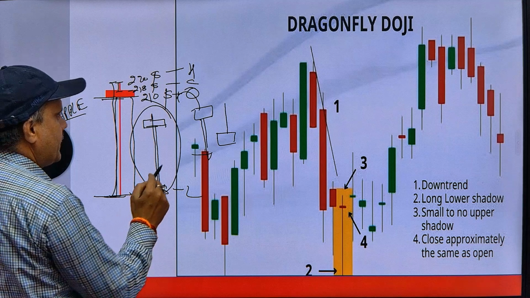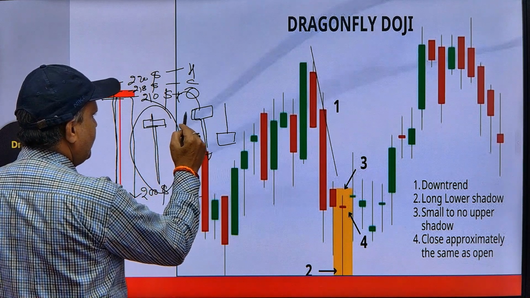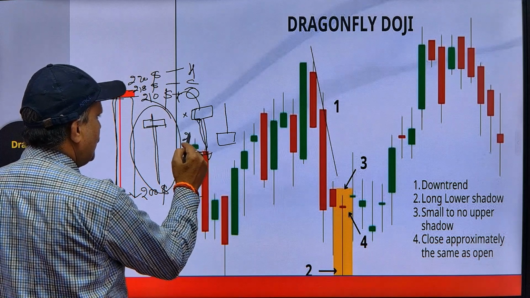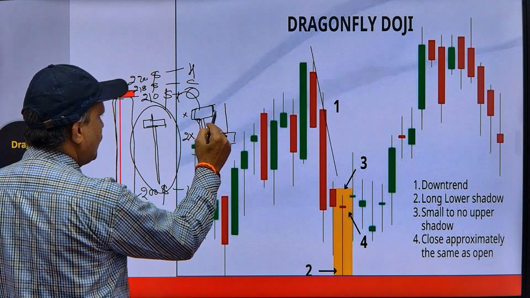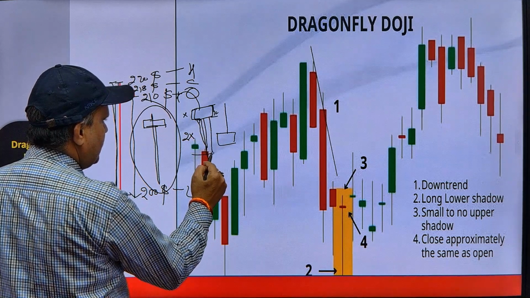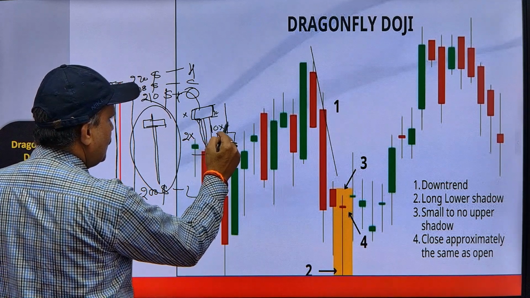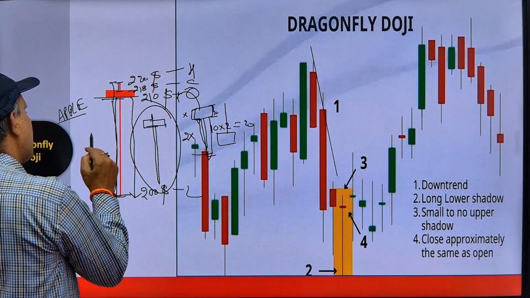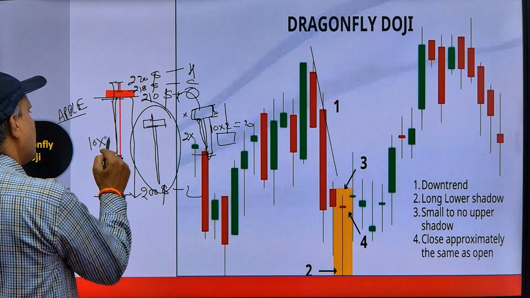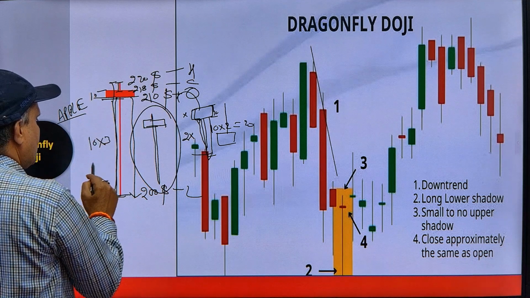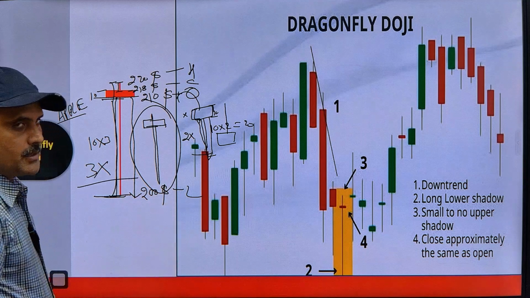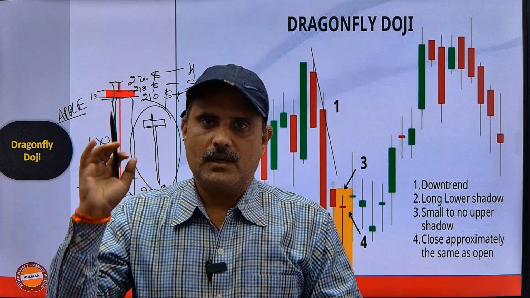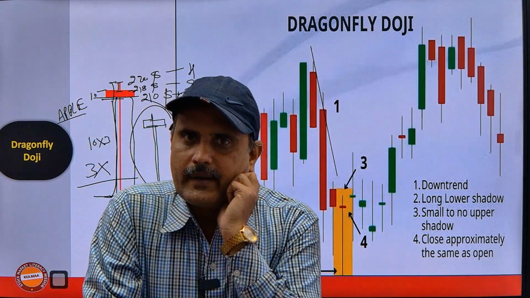Normally in the hammer candlestick pattern, the body will be X and the tail will be 2x. For example, if the size of the body is 10 rupees, the tail size is 10 into 2, at least 20 rupees. But here it should be at least 10 into 3, that means the tail should be at least 3x in Dragonfly Doji. So this is the way a Dragonfly Doji is formed.